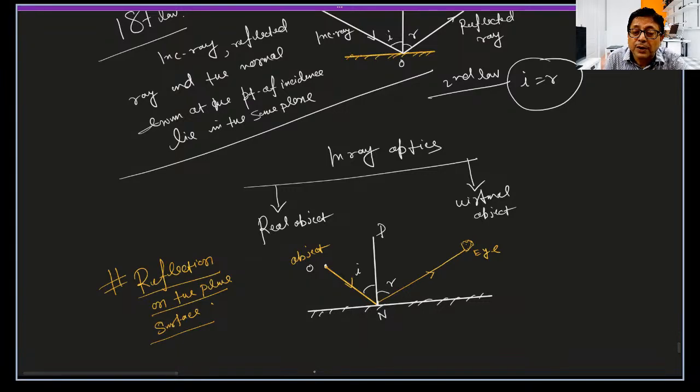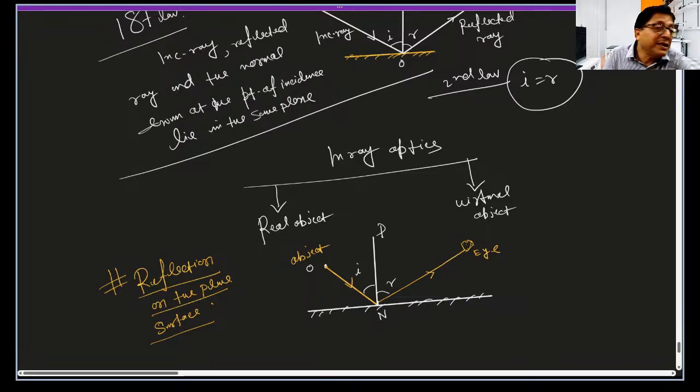Okay? So this is real object. Our eye is there. Will I be seeing this object? No, I cannot see the object. I am seeing the reflected one. The eye is pointing towards where the reflected ray is going to the eye. That you can get by producing this one in backward direction. I have produced this in backward direction. This is not solid line.